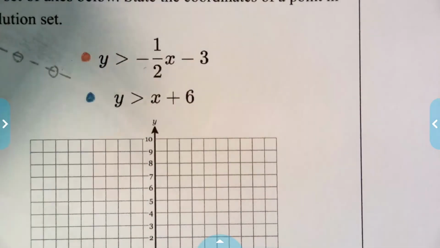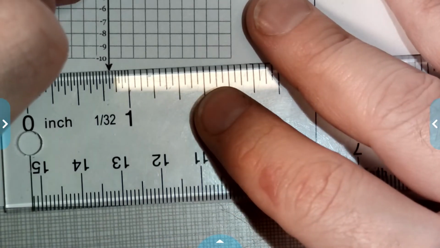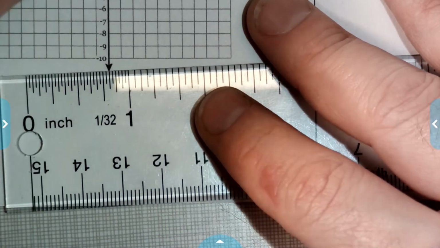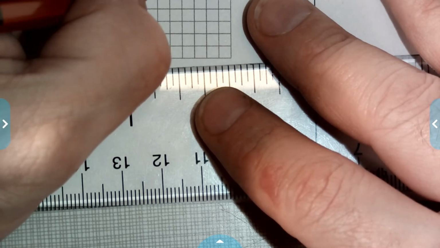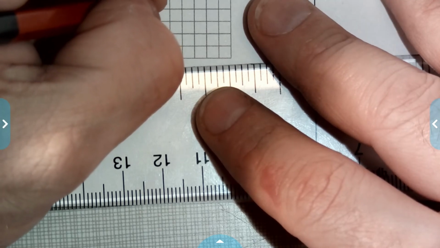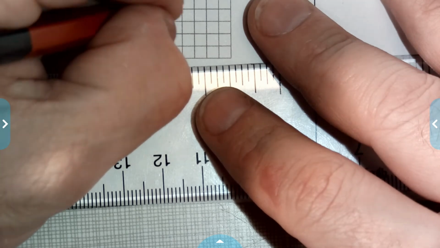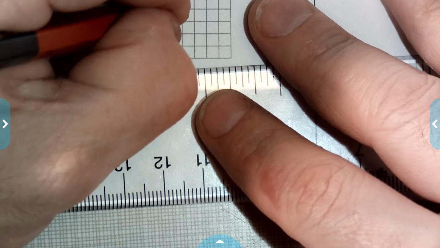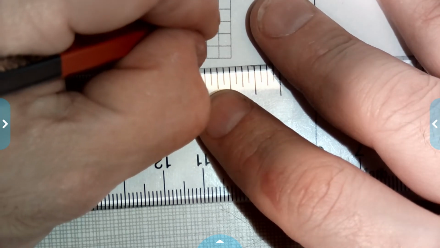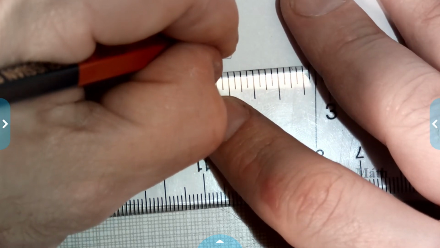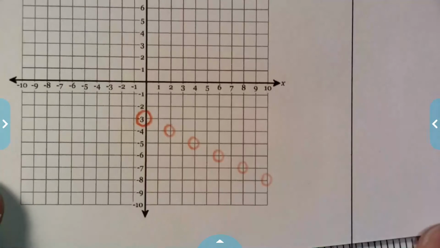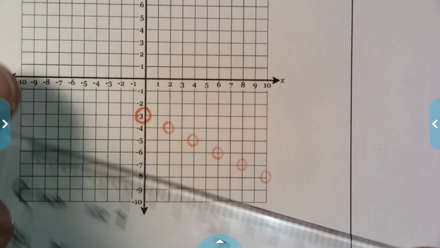And then I'm going to go down 1 over 2. Down 1 over 2. There's a point. Down 1 over 2. Okay, so I'm starting to feel pretty confident about that line.